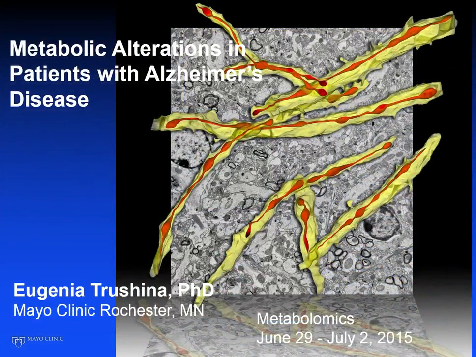So what you're looking at is actually a three-dimensional reconstruction of mitochondria in the brain tissue of, in this particular case, Alzheimer's disease mice. So why mitochondria is on the first slide, I hope you will understand at the end of my talk.